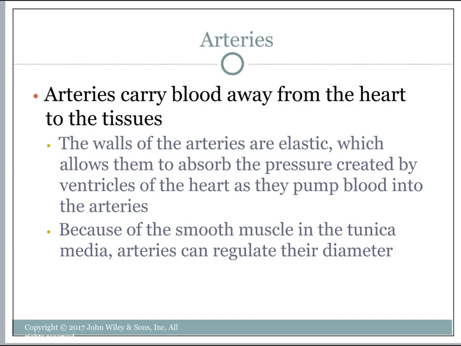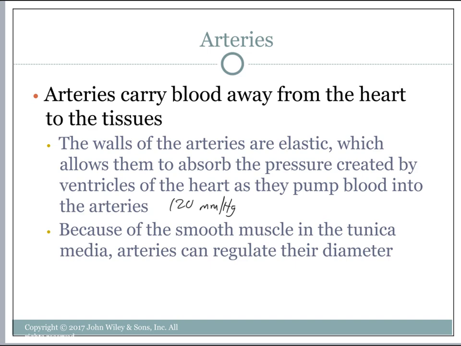Now, the function of arteries is to carry blood away from the heart to the tissues of the body. Now, we already said that the walls of arteries are elastic. They need to be able to recoil elastically from that pressure that they're absorbing. So when those ventricles beat, they're pumping blood into the arteries at an extremely high pressure. If you go back to our previous lecture, we said that that was roughly about 120 millimeters of mercury, and that's assuming if you have a normal blood pressure, not hypertensive. Now, those arteries have to be able to resist that pressure and recoil elastically.